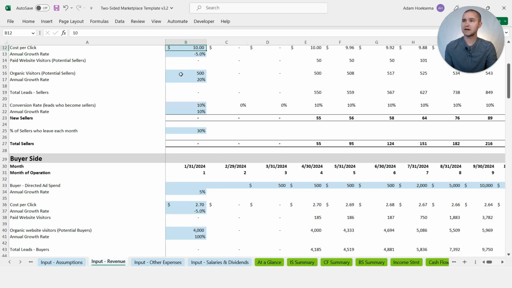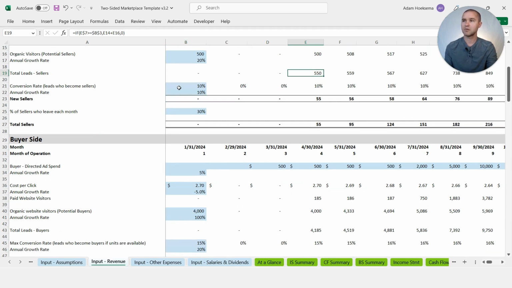And then you can add in assumptions for organic visitors. So these would be whether it's through organic search engine optimization or just word of mouth. These are visitors, potential sellers specifically, that are coming to the site. And that gives you your total number of leads, sellers here per month. Then from there, we can say what percentage conversion rate do we expect to get from those leads that end up becoming new sellers who register as a seller on the site.